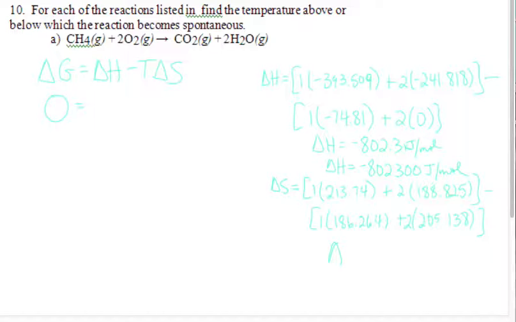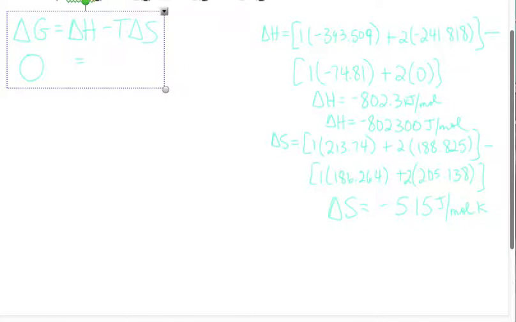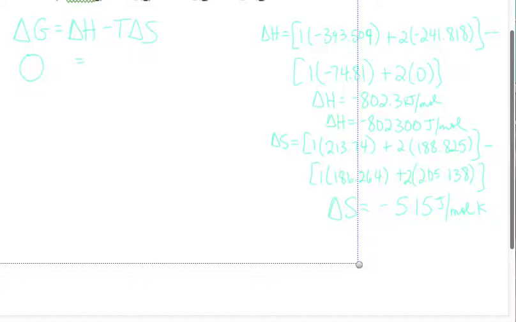So, what is my delta S? Let's crunch your numbers. Negative 5.15 joules per mole. That sounds familiar. Did anyone else get that? Okay. So now that we have our values, we're going to set everything equal. I just wanted the 0 to move. We'll just do it again down here.